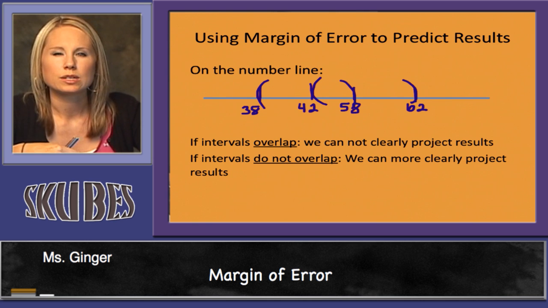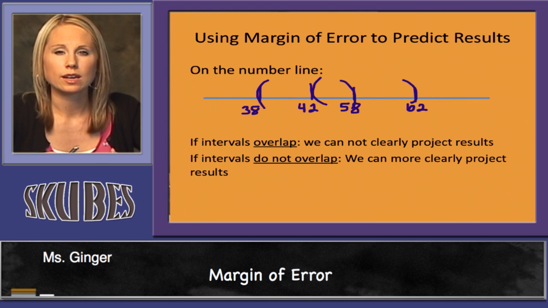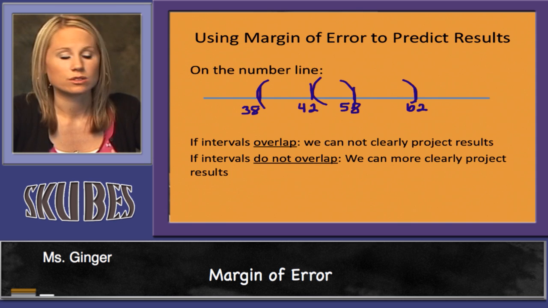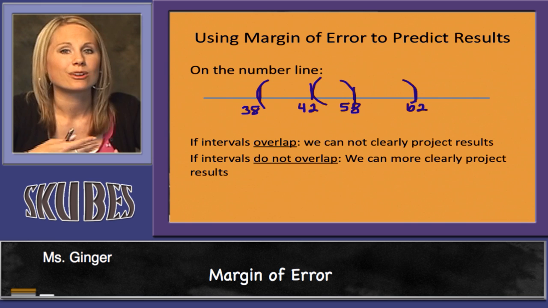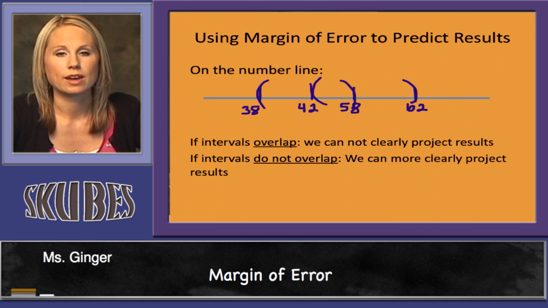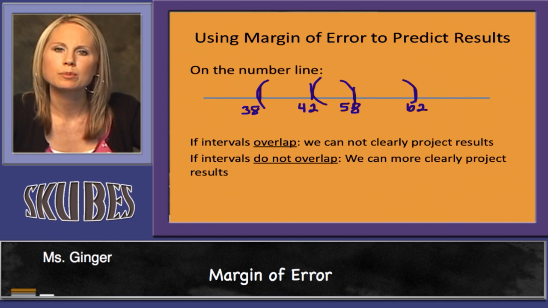Basically, anytime you see overlap when you've taken the margin of error into consideration, you cannot clearly predict the results. So the answer to the question is Anna cannot go ahead and celebrate her victory. We still have to see what's going to happen, because our sample size was pretty small out of our school, so there was an error of 10%.